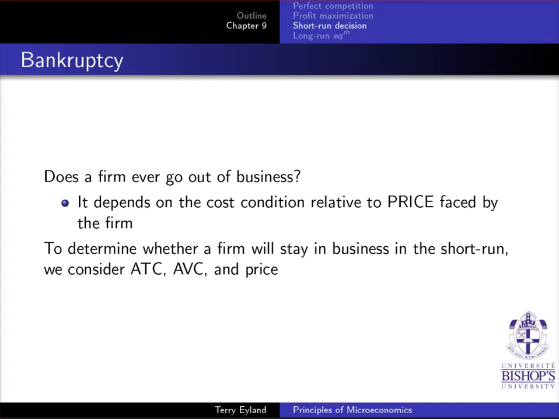Now that we've looked at the profit maximizing condition of a perfectly competitive firm, the question that we're left with is, does the firm ever go out of business? And this question will be answered by looking at 3 different graphs to nicely understand the implications of where the price stands with respect to the different cost curves and whether we should stay in operation, shut down immediately, or shut down in the future.